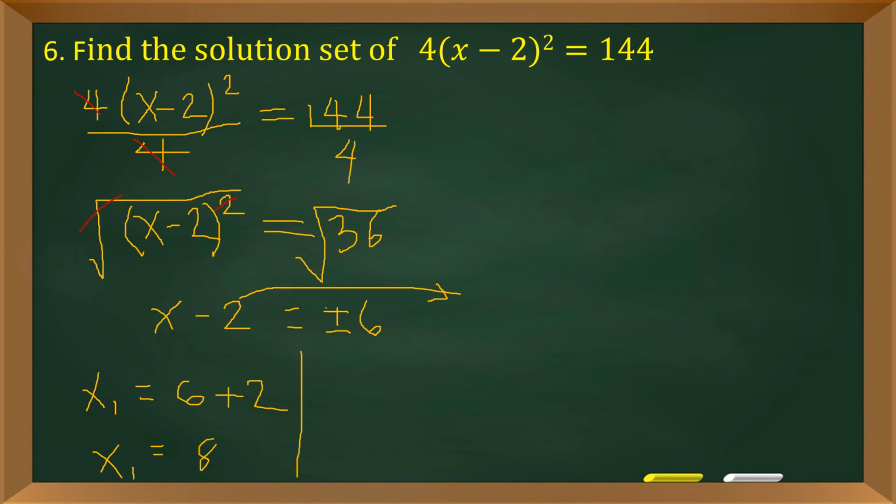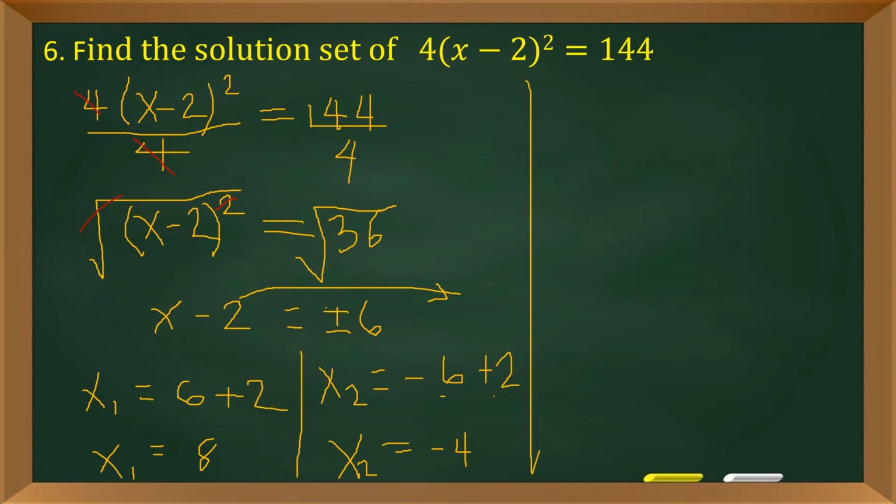Another possible root. So, gamitin naman natin si negative 6 for our x of 2. Then negative 6, again, i-transpose natin si 2, so plus 2. And x of 2 now is equal to negative 6 plus 2, so that is negative 4.